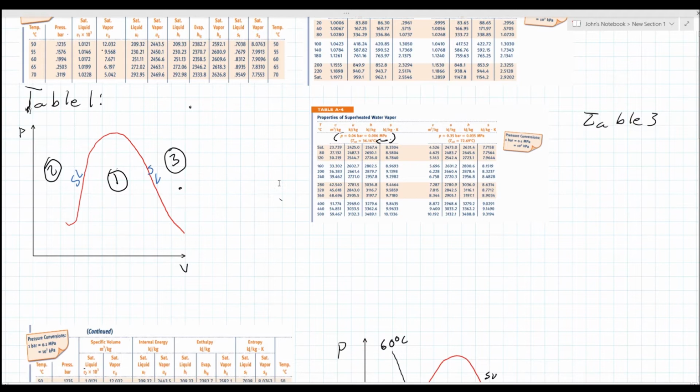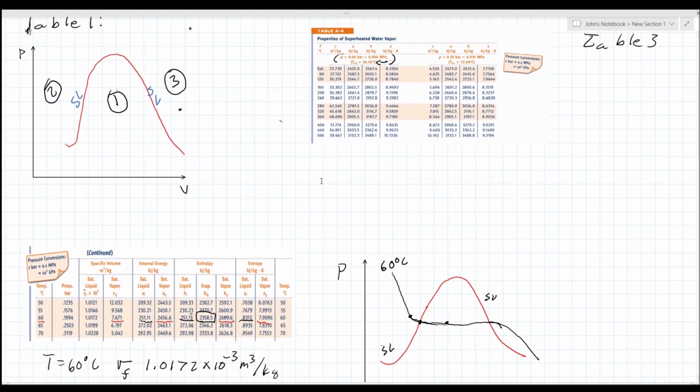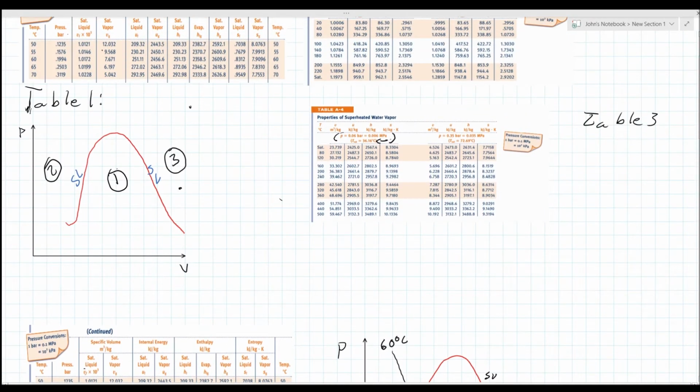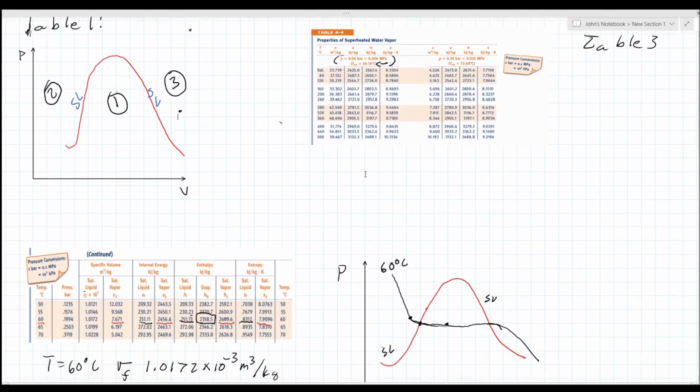So now here's the thing. You should notice that even though this says superheated vapor, that does not mean the fluid is very, very hot, because 60 degrees might burn your skin slightly, but it won't hurt you, really.